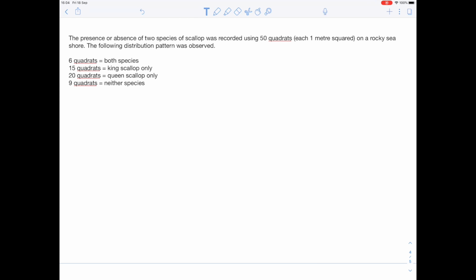I'm going to use some data from the BioNinja website, which is an excellent website full of useful resources, to show you an application of the chi-squared test. The presence or absence of two species of scallop was recorded using 50 quadrats, each 1 metre squared on a rocky seashore. The following distribution pattern was observed. 6 quadrats contained both species, 15 contained the king scallop only, 20 contained the queen scallop only, and 9 contained neither. And here's a table of that data.